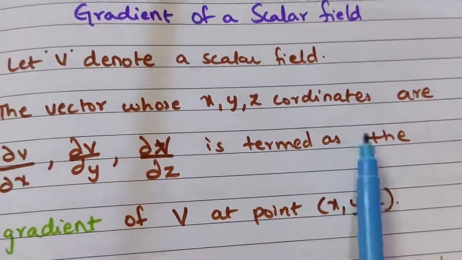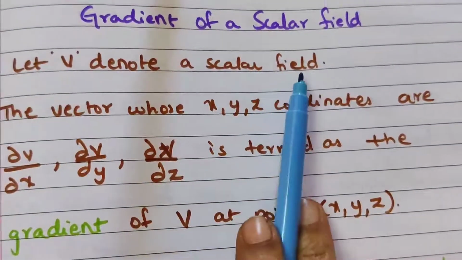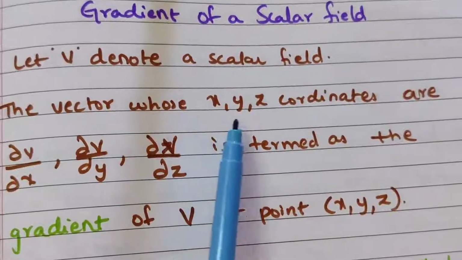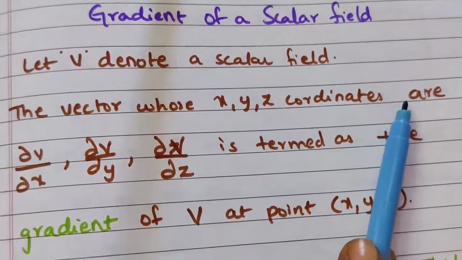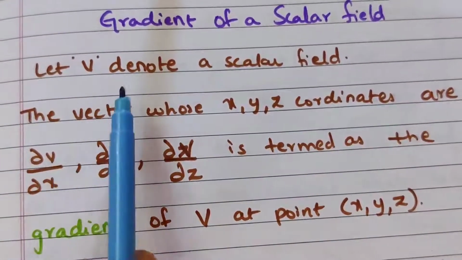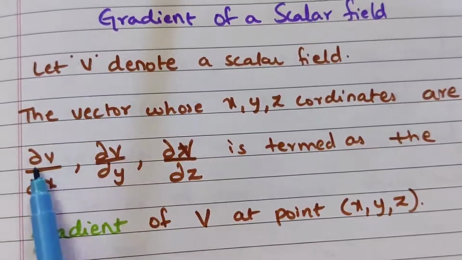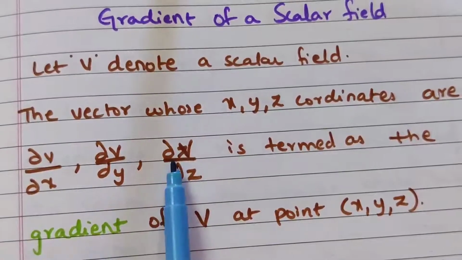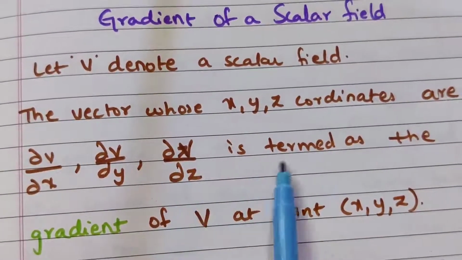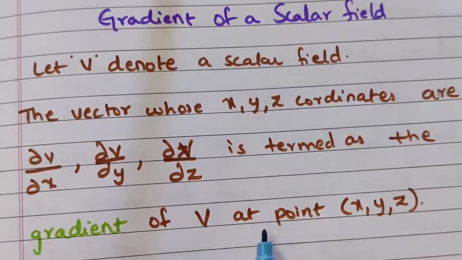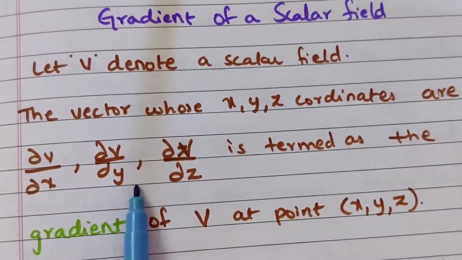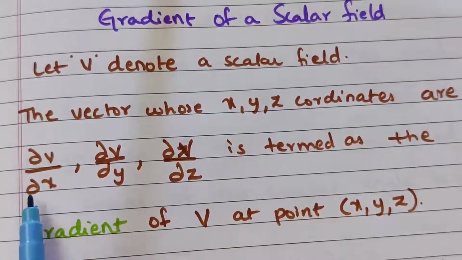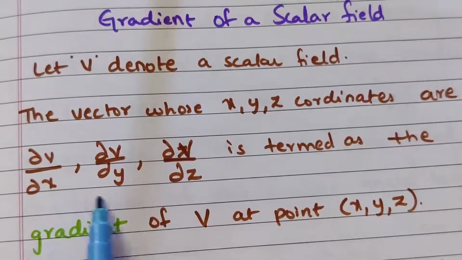Let V denote a scalar field. The vector whose x, y, z coordinates are ∂V/∂x, ∂V/∂y, and ∂V/∂z is termed as the gradient of V at point x, y, z. For x, y, z, you are just taking V as a scalar field, and with respect to that you are taking these as the coordinates.